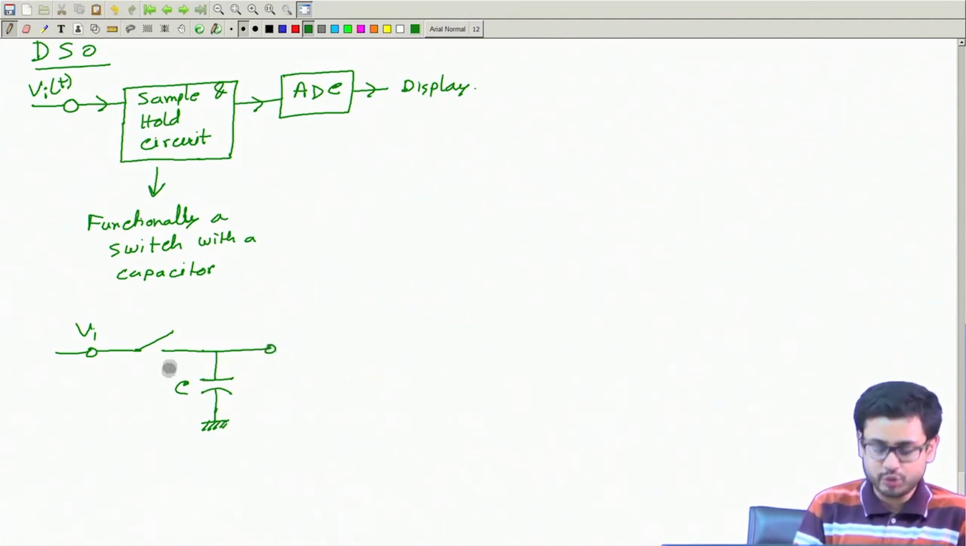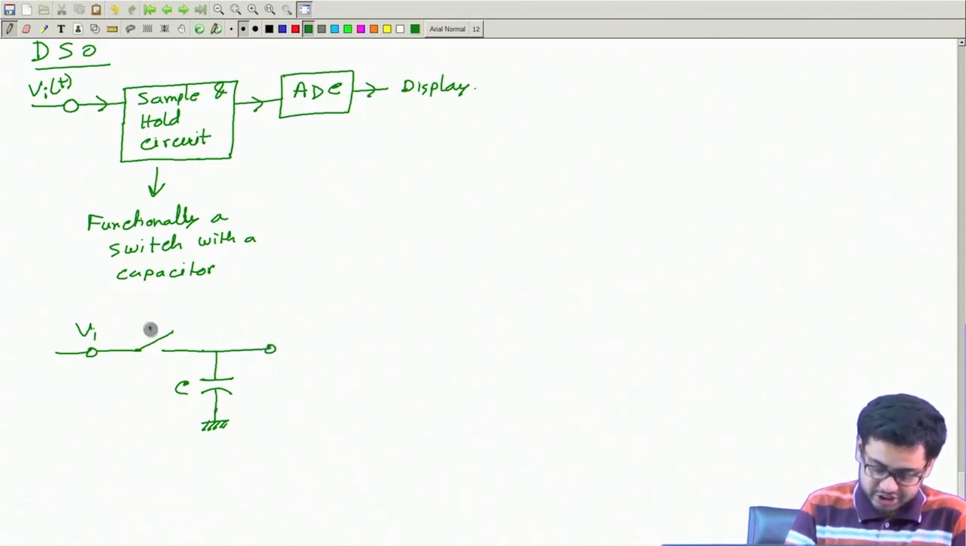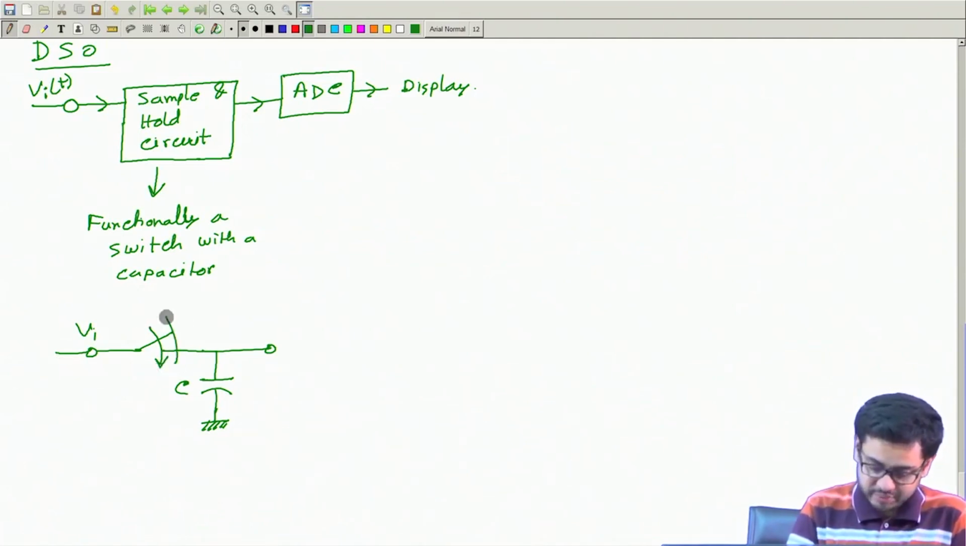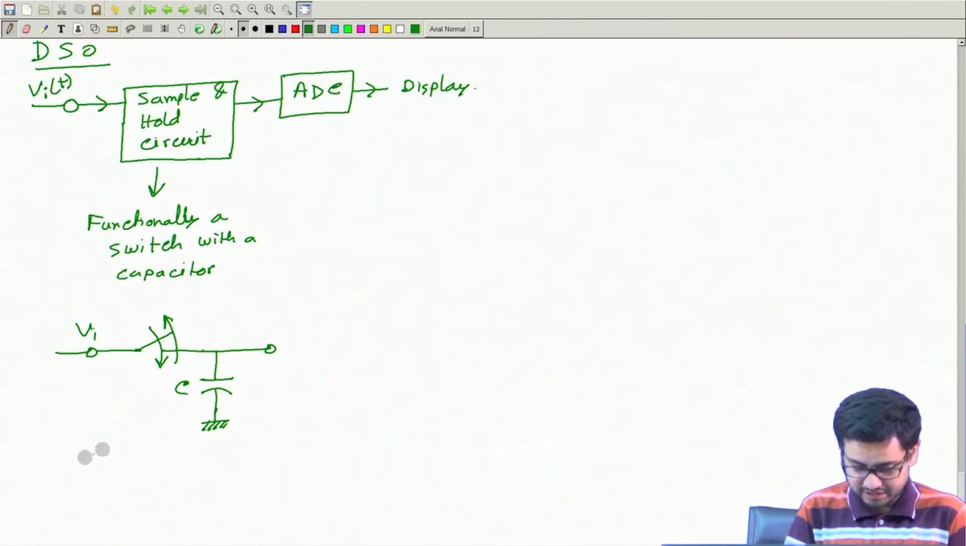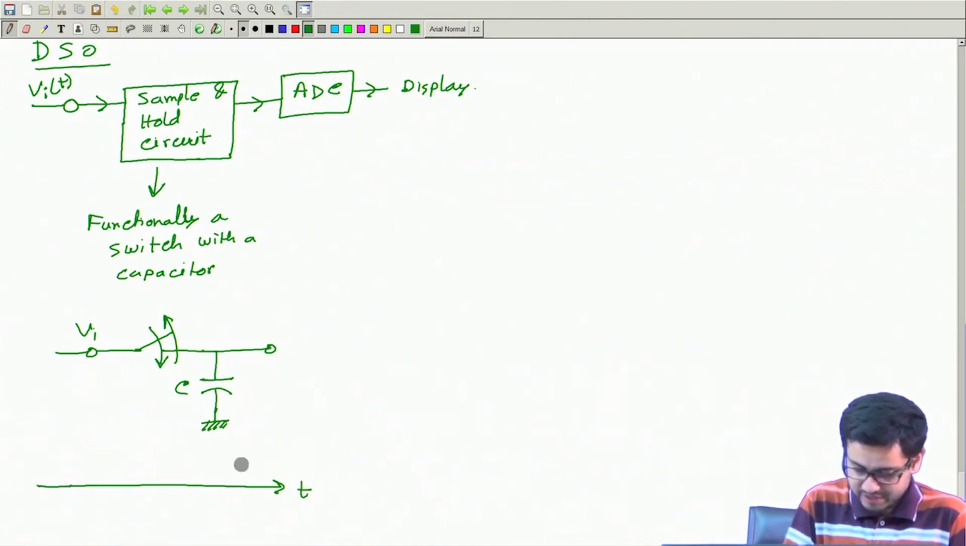So what happens: when this switch is open, then Vi doesn't affect this side at all. Now what we do, we close the switch for a brief while. Okay, so we close and then immediately open it. Close and open. So if I write a timing diagram like this, the switch is open.